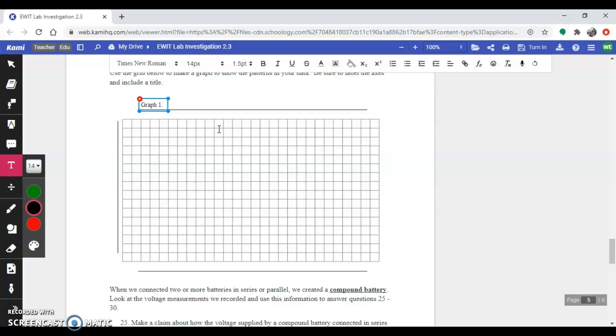So we need to include batteries and voltage in the name of our graph. So we're going to name this changes in voltage, and we measure voltage in V.